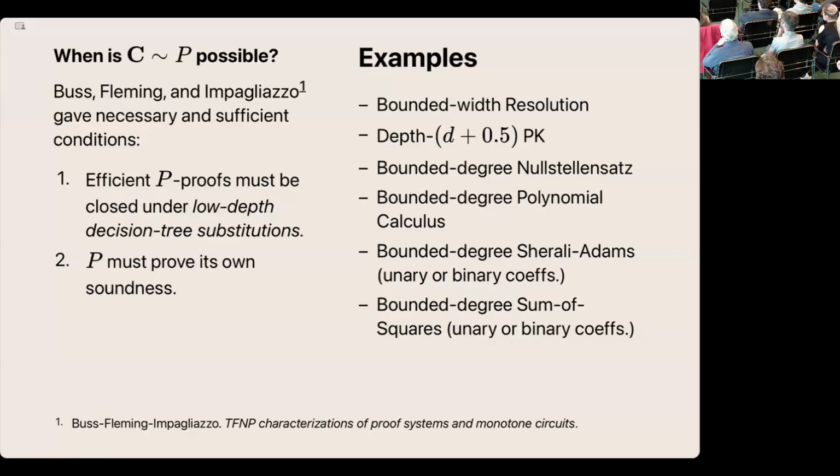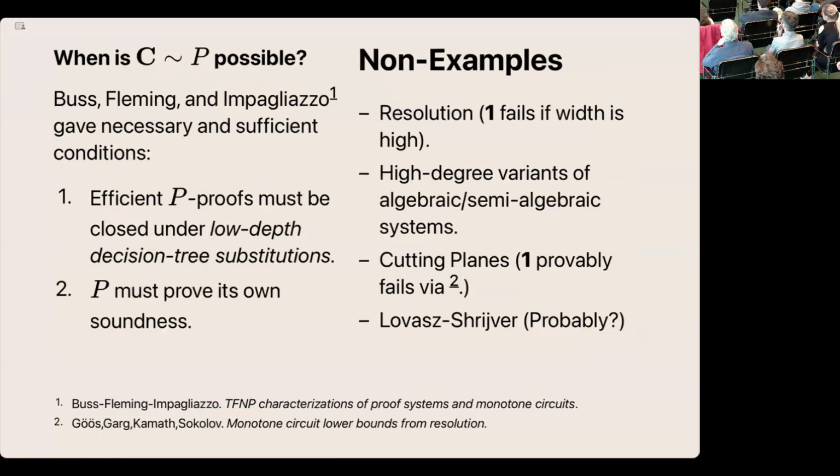Cool. And it's also important to note some non-examples. A really prominent one is resolution with high width. If I plug in a low depth decision tree to a wide clause, that's going to blow up the size of the proof exponentially. So we can't capture high width on the bottom in this way. This also of course carries over to high degree variants of these systems. Another interesting example is cutting planes. Cutting planes does not survive decision tree substitutions. You can formally see this by the lifting theorems for cutting planes. And I also put another one, which is probably true, but I don't actually know how to prove it: at least degree 2 Lovász-Schrijver should not survive bounded depth substitutions.